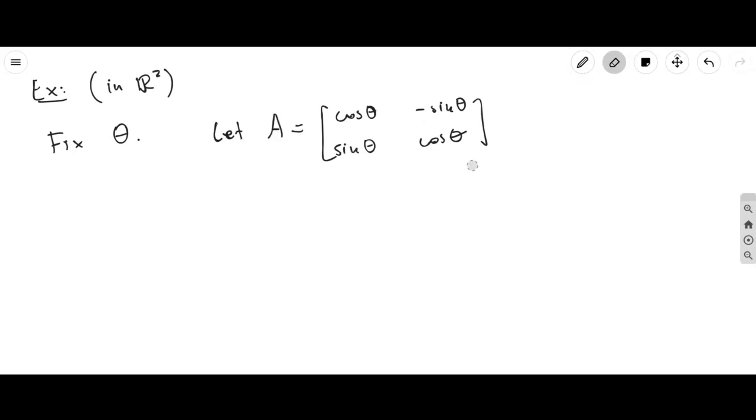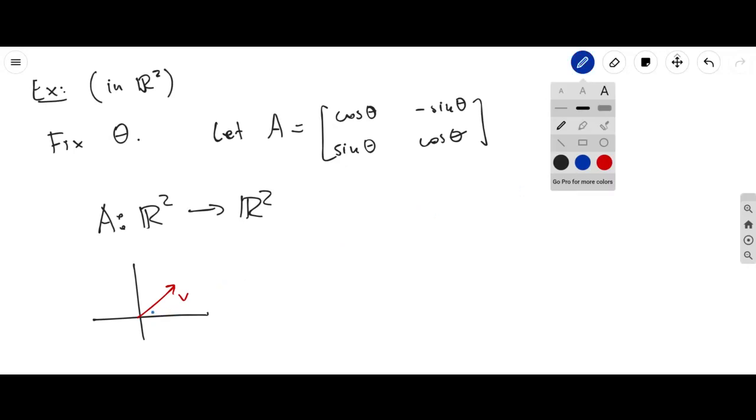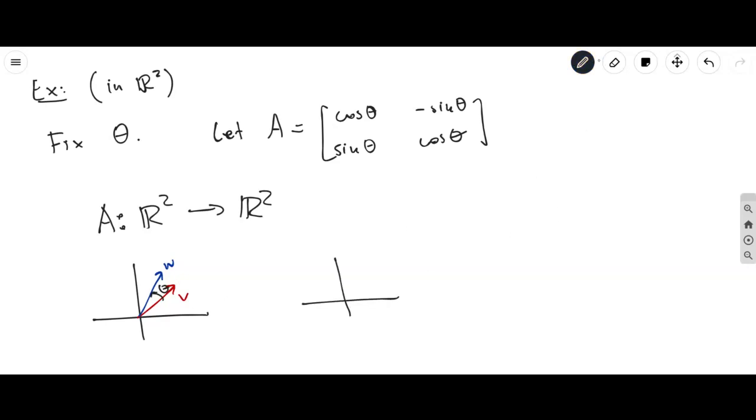So this is a rotation matrix, and it gets its name because if you think of A as a map from R2 to R2, here's what it does. If you have one vector, let's call this vector V, and you have another vector, let's call that vector W, and there's some angle between them. We do not care what the angle is. You apply A to V. It will rotate it by a certain amount. That would be A of V. And then this one gets rotated by the same amount.